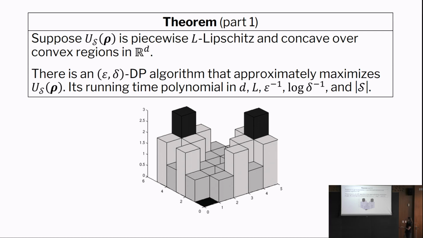Okay, and I'm going to tell you more now. Yeah? When you say L-Lipschitz and concave over convex regions, do you mean each piece is a convex set? Yeah, the pieces. So the different pieces all form convex sets? Okay. Yeah. Oh, and I'm sorry, I forgot this factor. It's also polynomial in the number of convex sets that we need to optimize over.